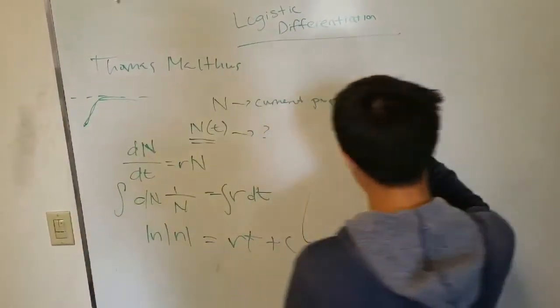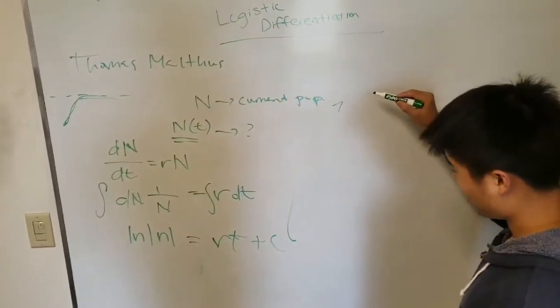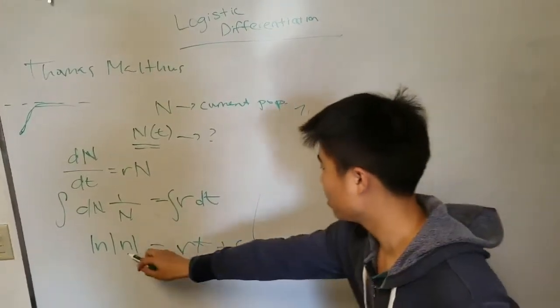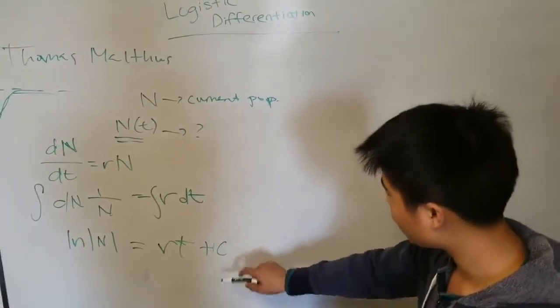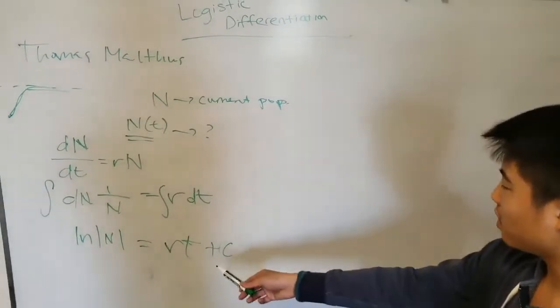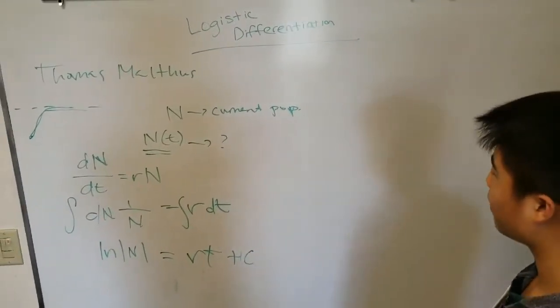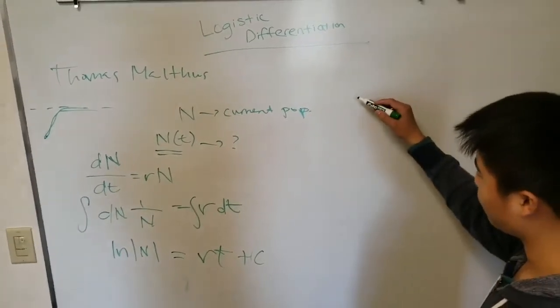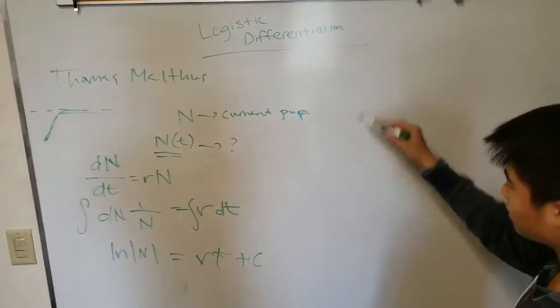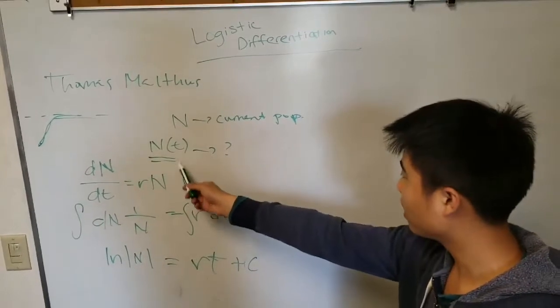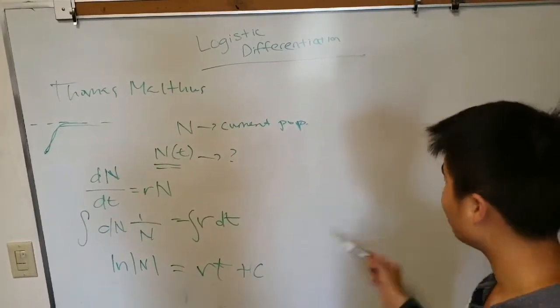Okay, and then now we're not solving for c anymore. We just want to get the equation with the c, because we don't have any variables to plug in or any known values for any of the variables. So we're just solving for n of t at the moment.